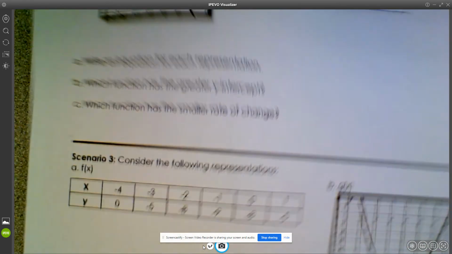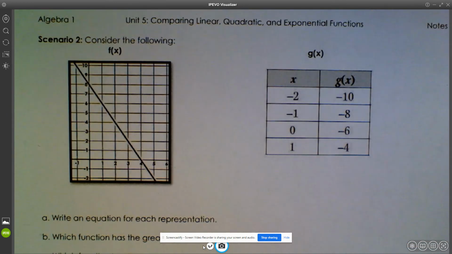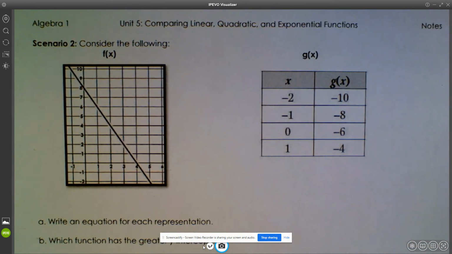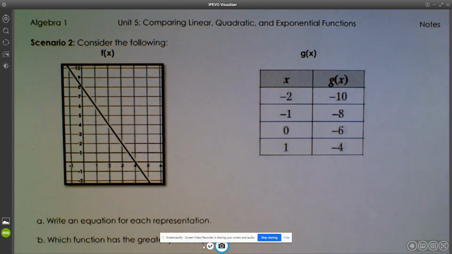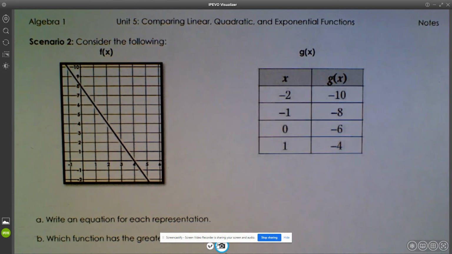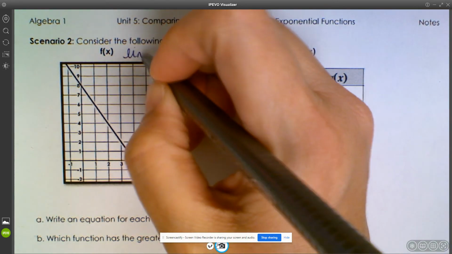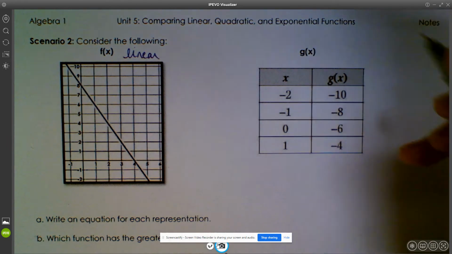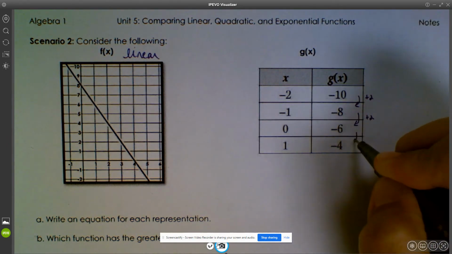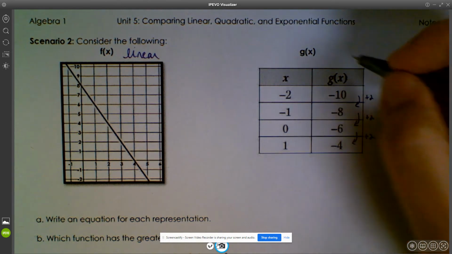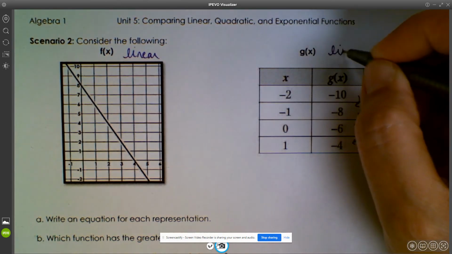So now let's look at a comparison of different representations. You'll notice here we've got a graph to describe f of x. We've got a table to describe g of x. So the first thing I want to do is notice that this is linear. And this one I don't know, but I do know that when I add 2 here repeatedly to get to the next y, well, that tells me that this is also linear.